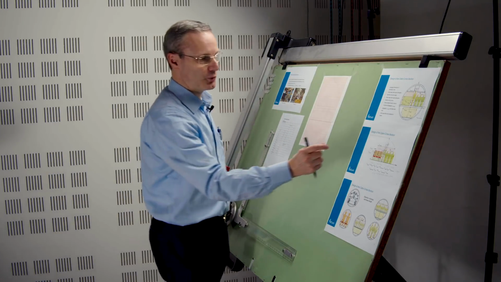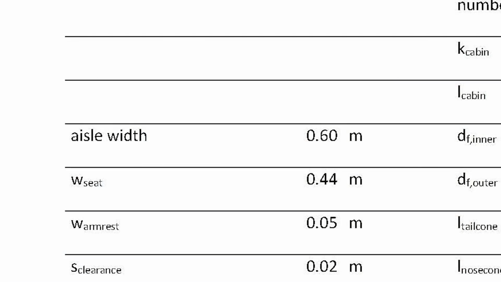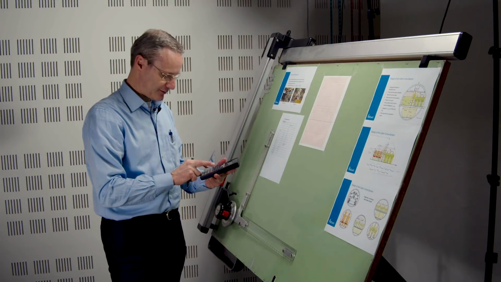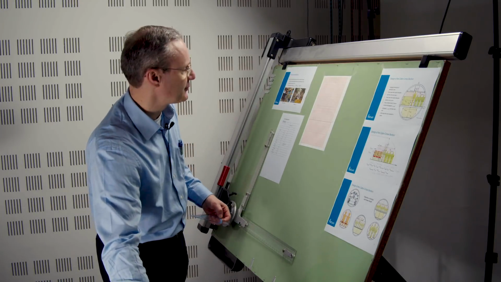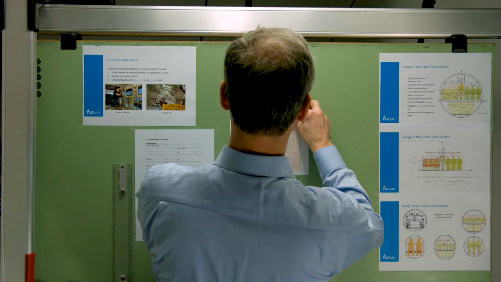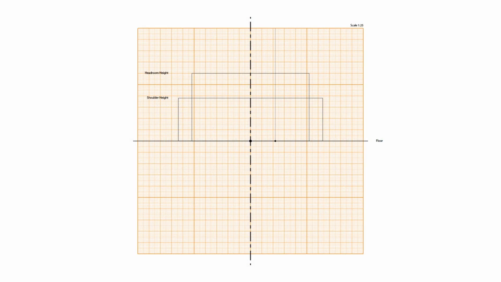We need to take into account the width of the aisle. The width of the aisle has been given as 60 centimeters. So 60 centimeters divided by 25 is 2.4 centimeters, 24 millimeters. So from this point on, let's start here at the bottom, 24 millimeters over here. Make a perpendicular line.